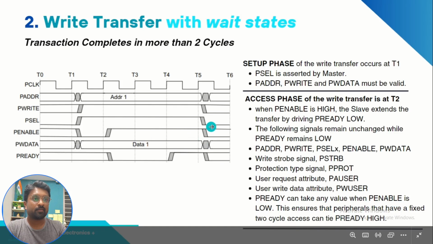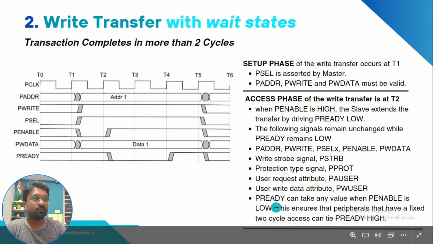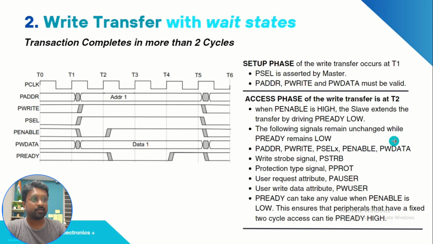And PREADY can take any value when PENABLE is low. You can see here PENABLE is going low after the completion of the transaction. It says PREADY can take any value when PENABLE becomes low. When the transaction gets completed, it can take any value, no matter what it is.